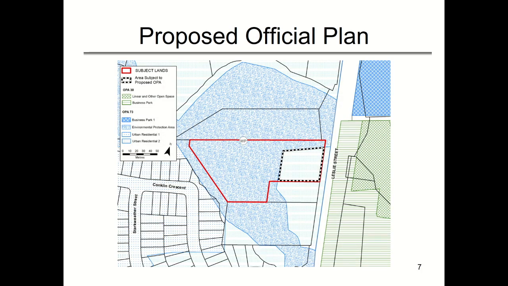The owner is proposing the following site-specific policies for the lands designated urban residential 2, as shown in the highlighted area on the screen. A maximum density of 265 units per net hectare, where net hectare is measured by only excluding the natural feature limit and includes environmental buffers, and a maximum height of 7 stories or 26 meters, measured from the average grade at the front property line and excluding the mechanical penthouse. The previous submission reflected a maximum density of 260 units per net hectare.